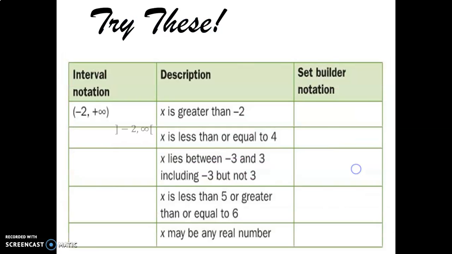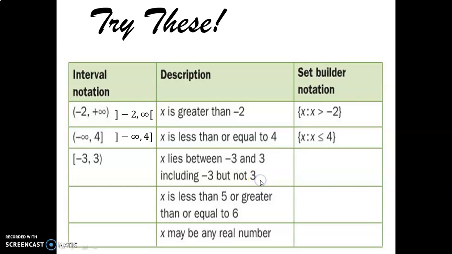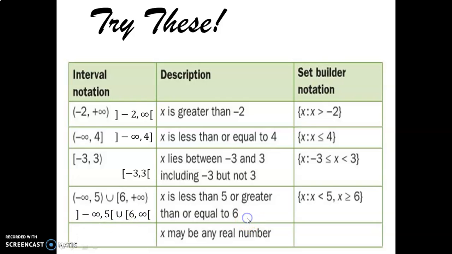Okay, first one, check it out. And there we have that. Next one. Less than or equal to 4 looks like this or like this. X lies between negative 3 and 3, including negative 3 but not 3. Check it out, looks like this. Check your work carefully there. And X is less than 5 or greater than or equal to 6. Looks like this, or like this.